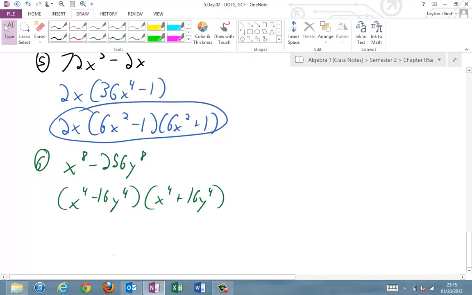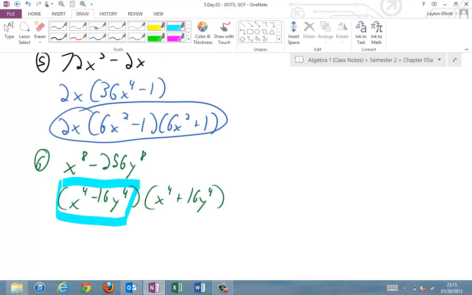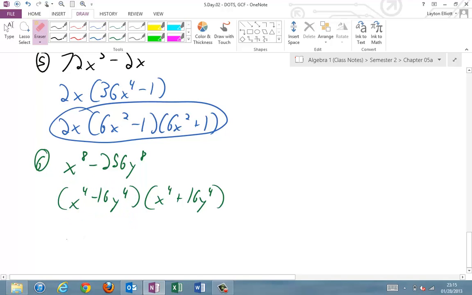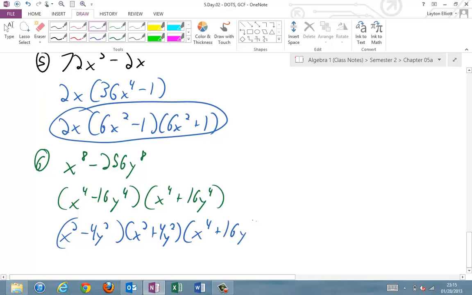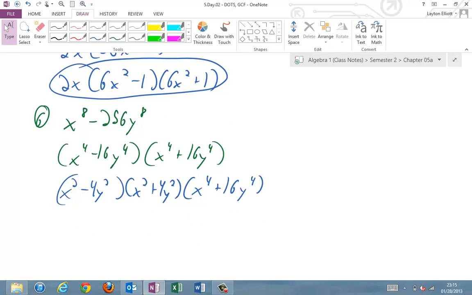Okay, one of these can continue, and this is a tricky part of difference of two squares, seeing that this one is actually not done yet. It can go further into another difference of two squares. I can split that up into x squared minus 4y squared, x squared plus 4y squared. And then I have to carry down the one from above that didn't factor further. The x to the fourth plus 16y to the fourth can't factor anymore because it has a plus sign.